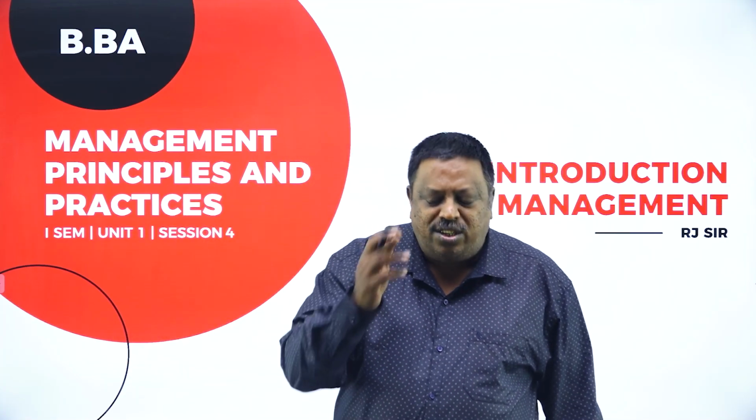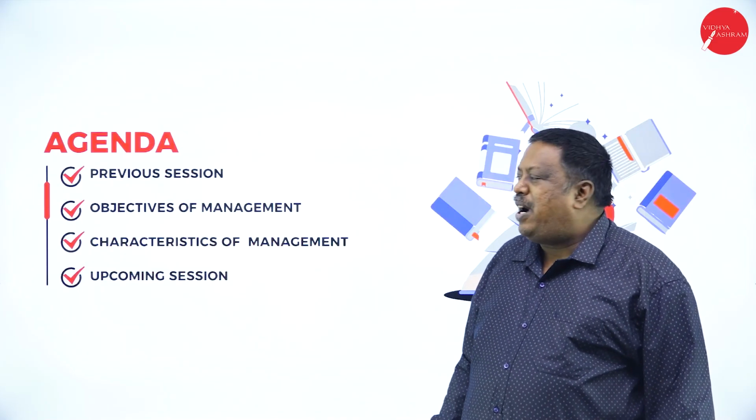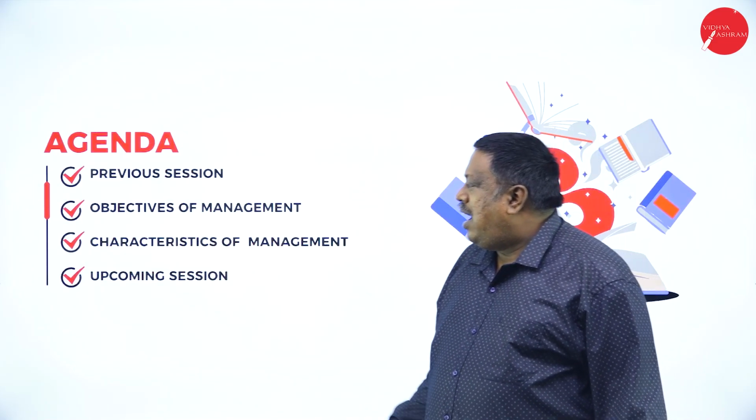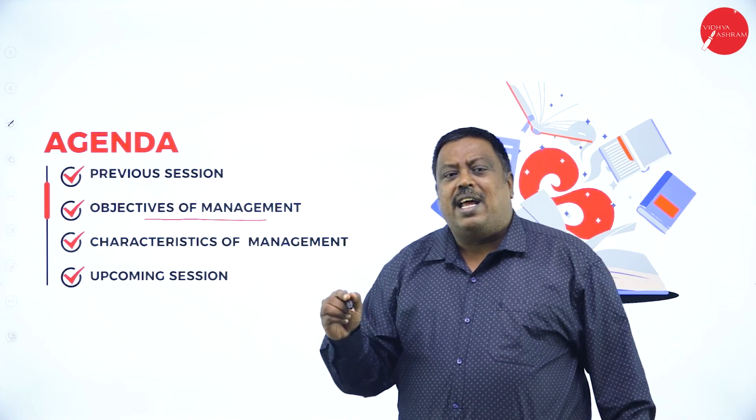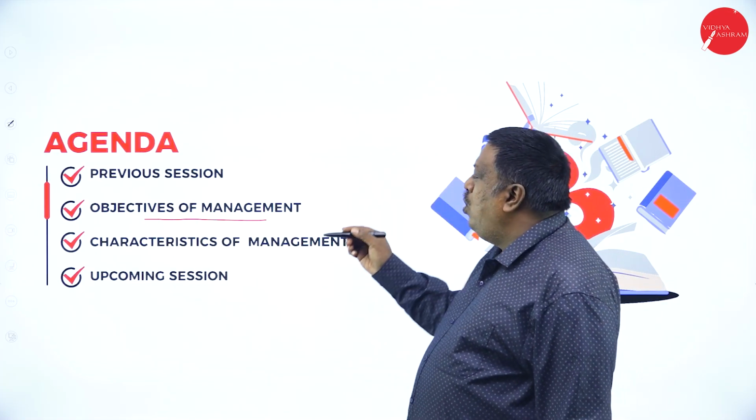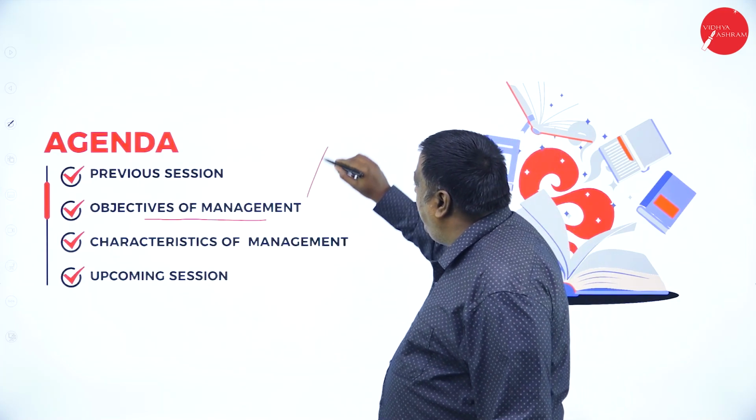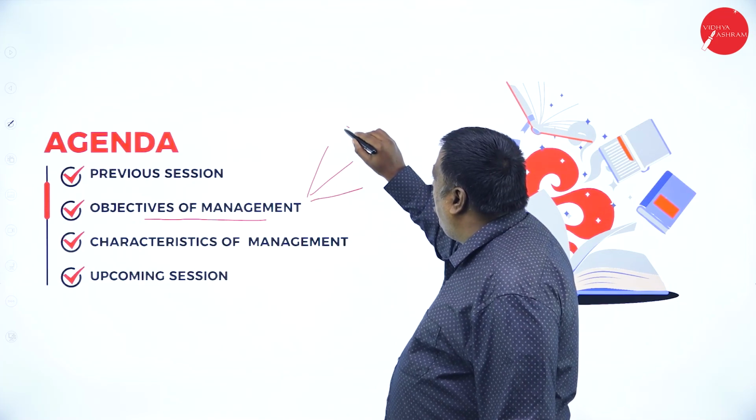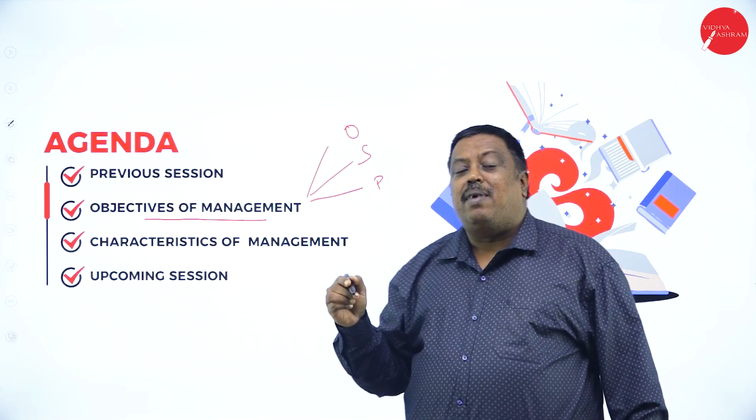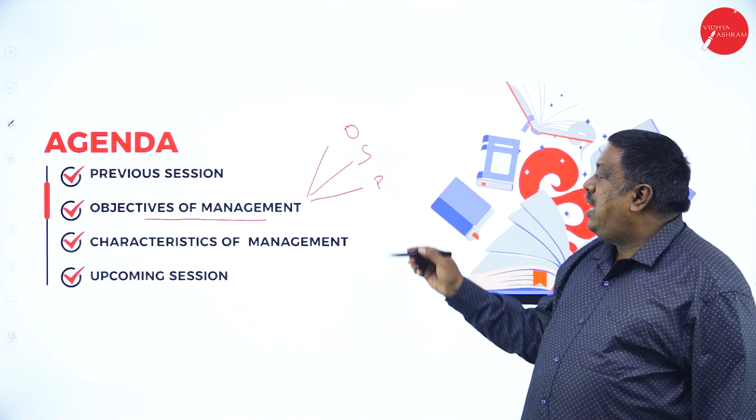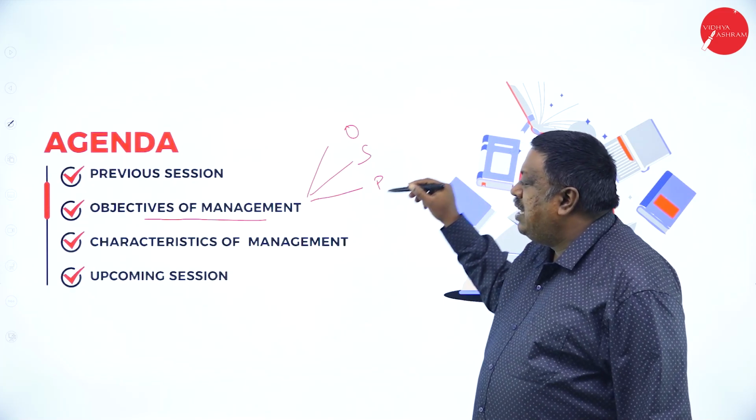So in today's session, as I said, we are going to discuss the objectives of management. That is the agenda we have here. Objectives of management is nothing but every management will have their own aims or their own goals. It has been divided into three parts: organizational, social and personal.